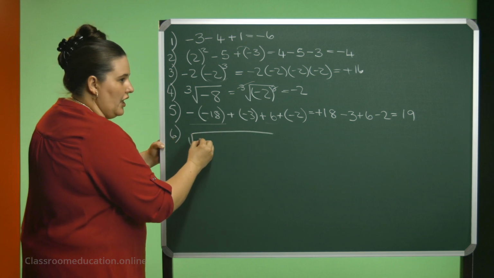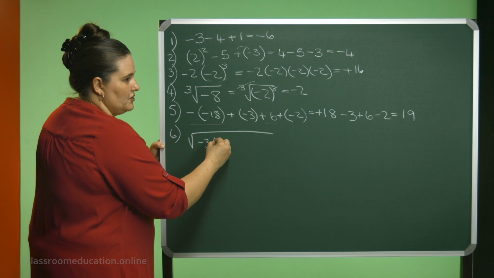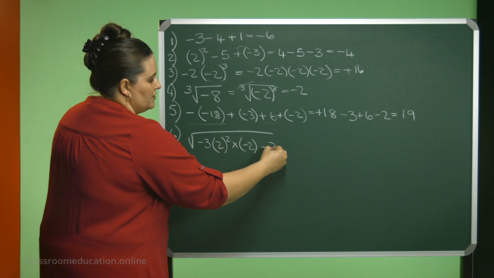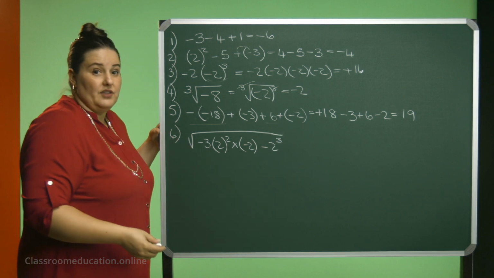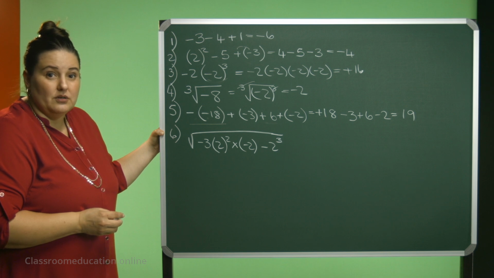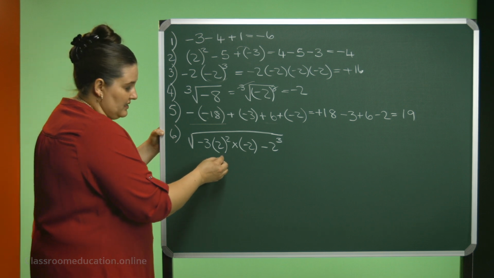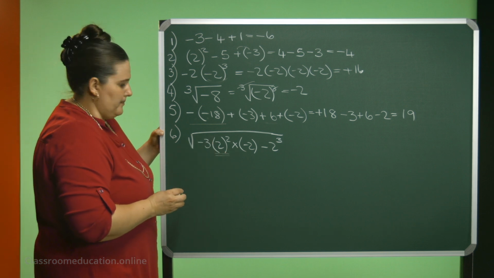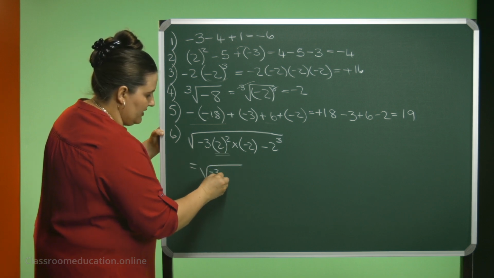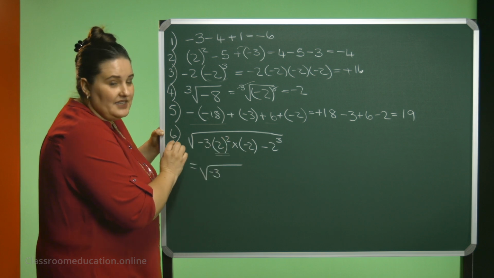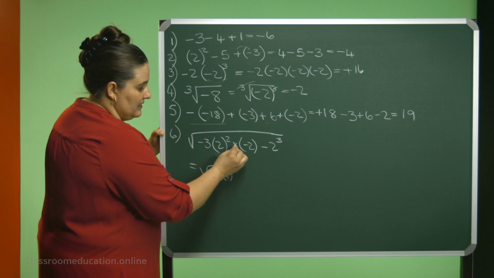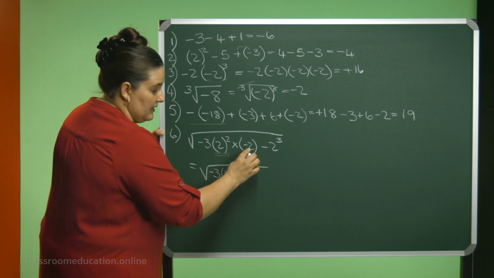The square root of -3 times 2 squared times -2 minus 2 cubed. This one might be a bit hectic. What did you do? Let's have a look at these. Let's start with the square. So I have the square root of -3, -3. 2 squared is 4. So -3 times 4 times -2.